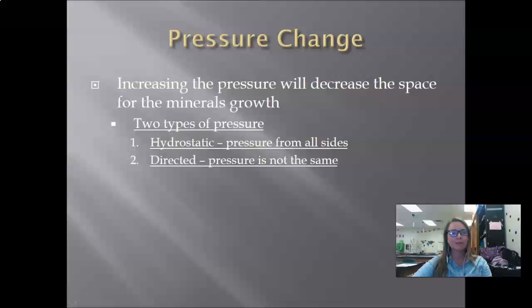So what happens is that we can have different types of pressures that really affect rocks as well. Especially in those tectonic plate boundaries, we can have huge areas that are completely deformed and transformed into metamorphic rocks. And the biggest ones are hydrostatic and direct.